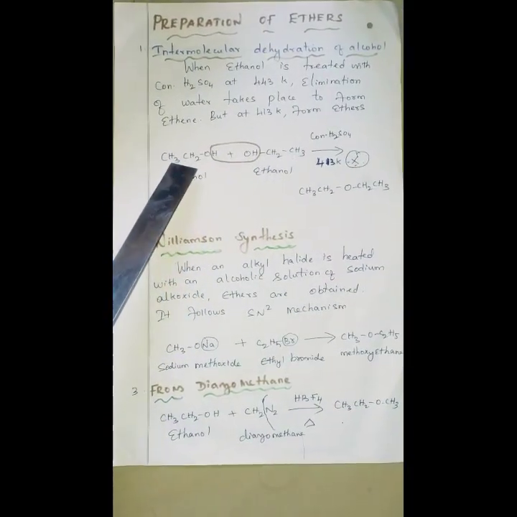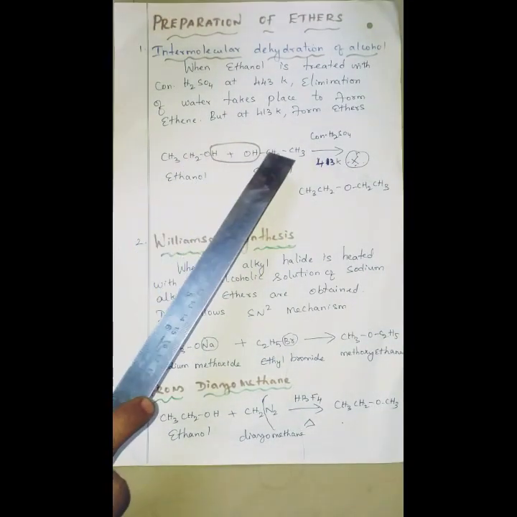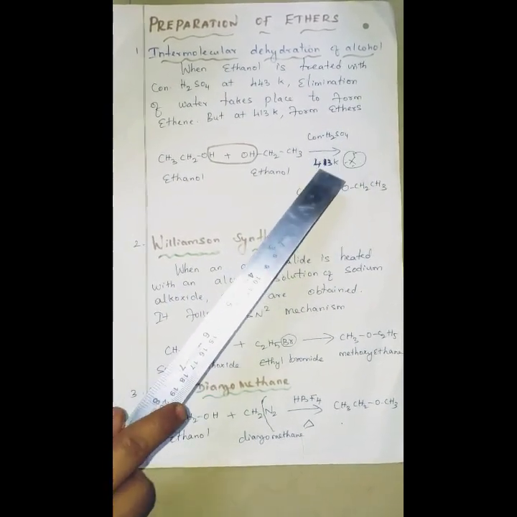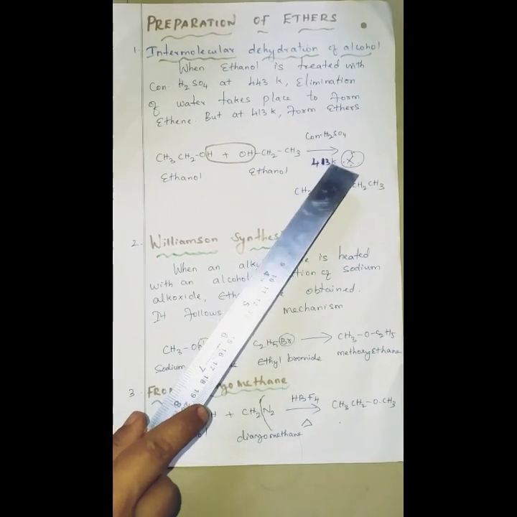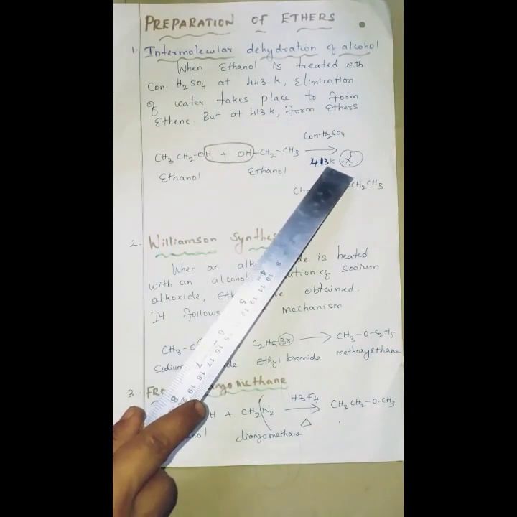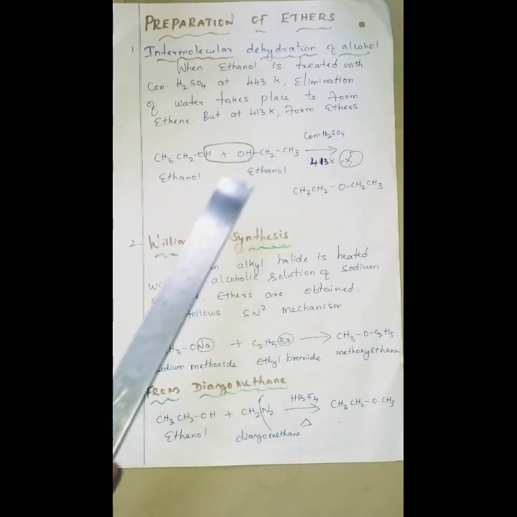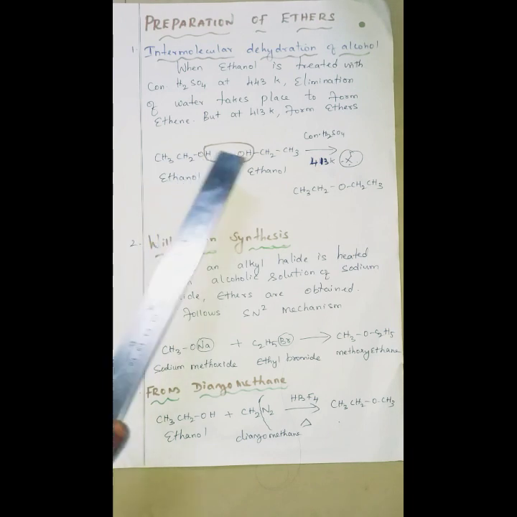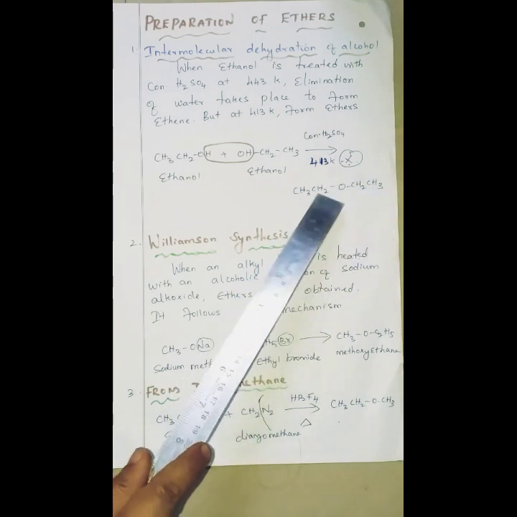Here, ethanol, CH3CH2OH, CH3CH2OH. When we take two molecules of ethanol and heat in the presence of conc. H2SO4 at 413 Kelvin, this is very important: 413 Kelvin, not 443. So here one hydrogen and here one OH are removed as a water molecule. Then the remaining parts combine and we write CH3CH2, this O, then CH2CH3. This is ethyl, this is also ethyl, so diethyl ether.